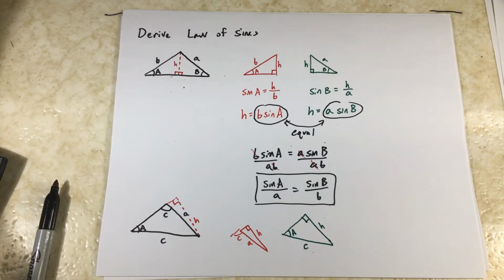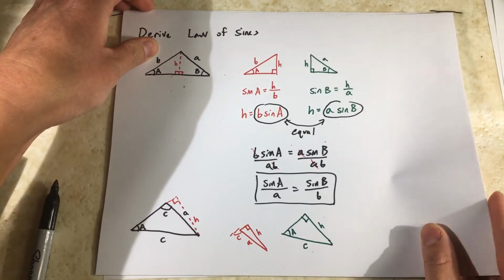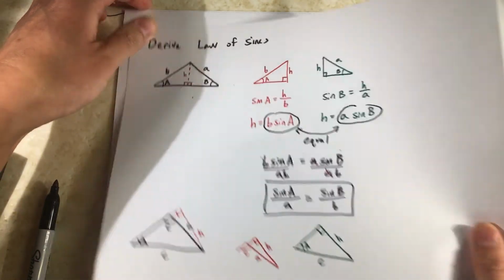So I'm not going to go through all of that, but it's basically the same process. You just create your right triangle in a slightly different way to get the third relationship. All right. So again, I think that's good to know. I think you would be a much stronger math student if you knew how to do that derivation.